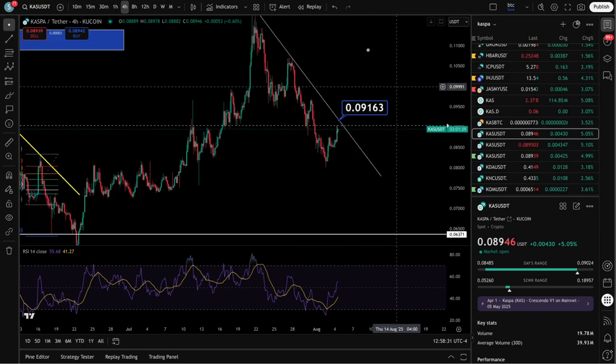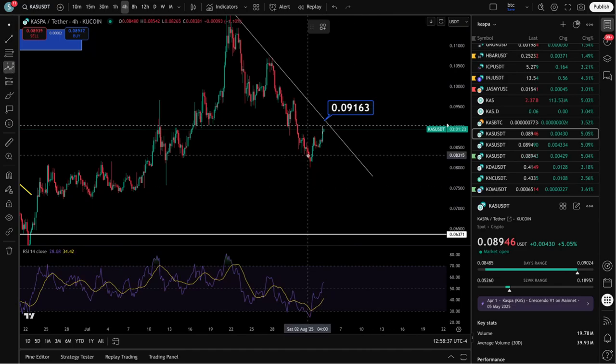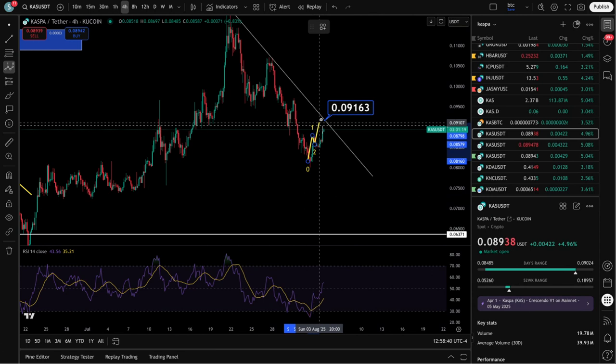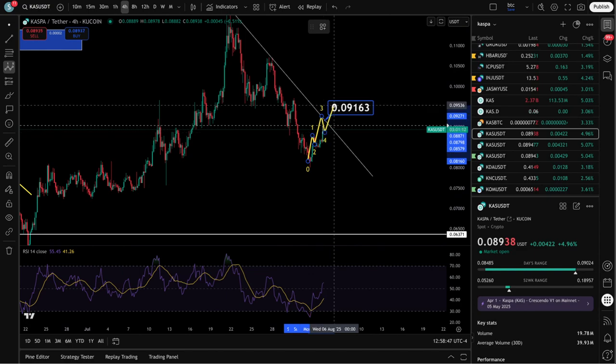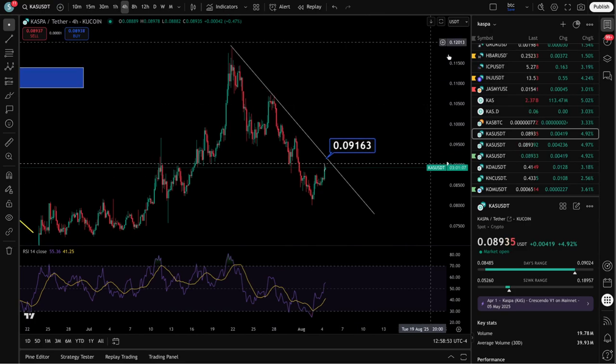Or you're going to get this push up here, and this is starting a bigger move. You know, 1, 2, 3. Alright. The question is, would that be the end of 3 or not? Fourth wave pullback, and then maybe the fifth wave breaks out of here. We're just going to have to see how it reacts there, but up towards that 0.091.